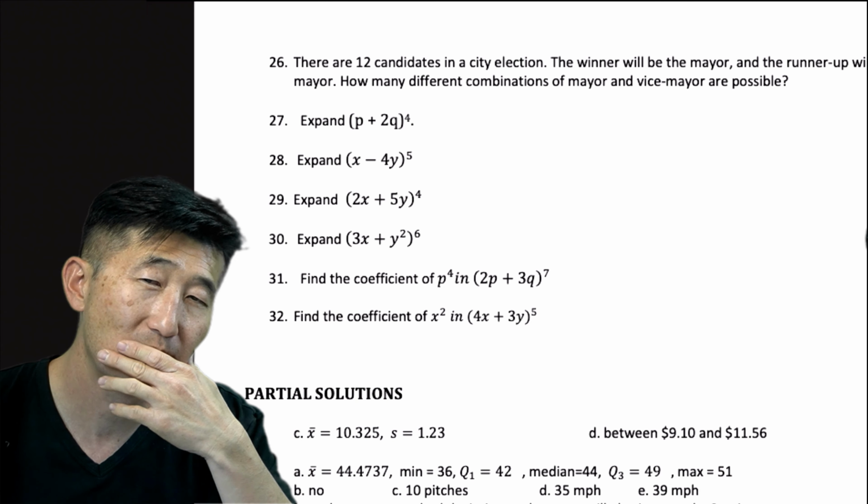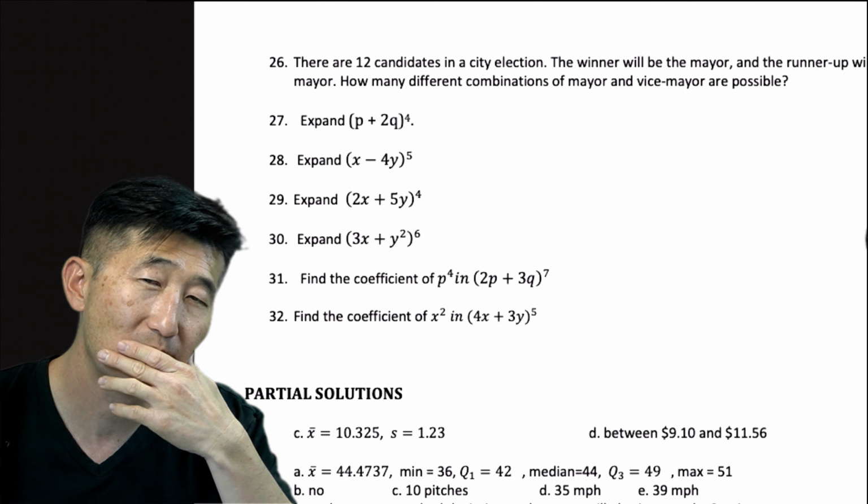0, 3y1, 3y2, 3y3, 3y4, 3y5. Okay. Now, since it's a plus, everything is positive. But if you have a negative right here, it's going to alternate: positive, negative, positive, negative, positive, negative.